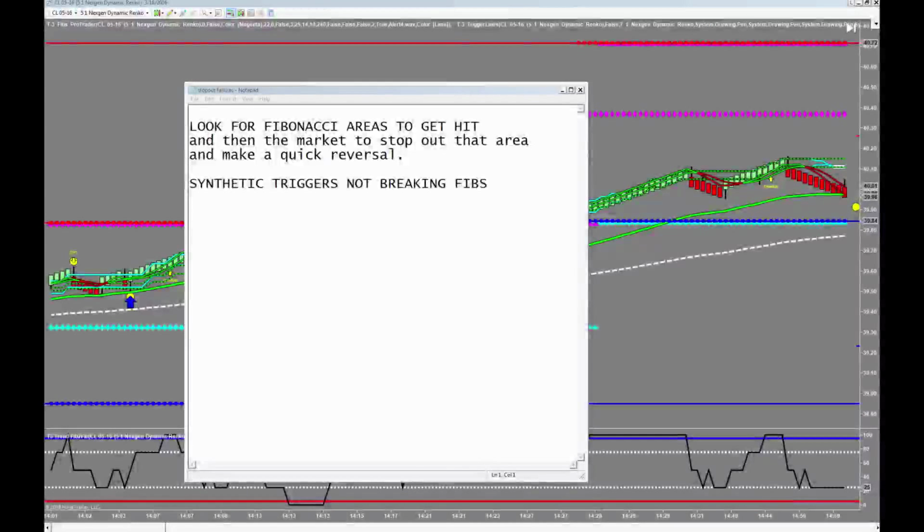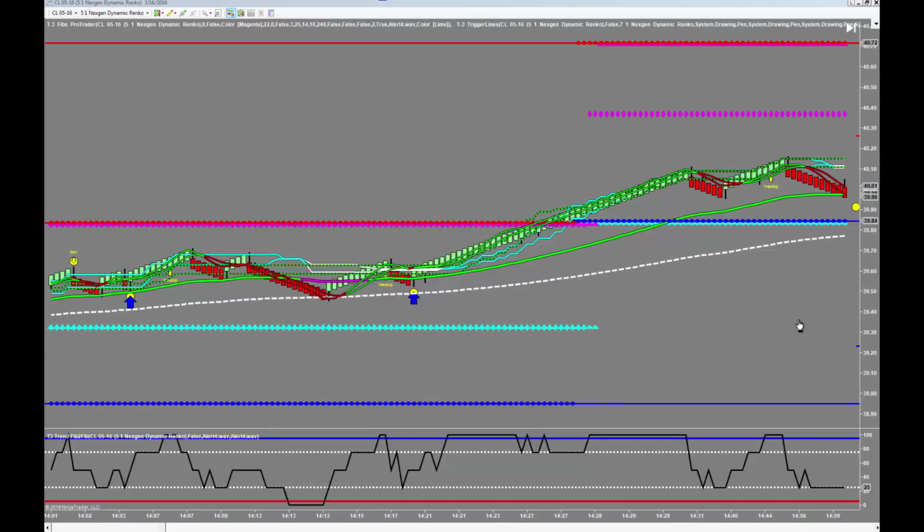All right, so the lesson today is we're going to look for price to hit a Fibonacci area, and then the market to stop out that area and make a quick reversal. And the only real criteria that we're going to have is your synthetic triggers not breaking the fib area. Everybody good with that? All right, so let's go take a look.